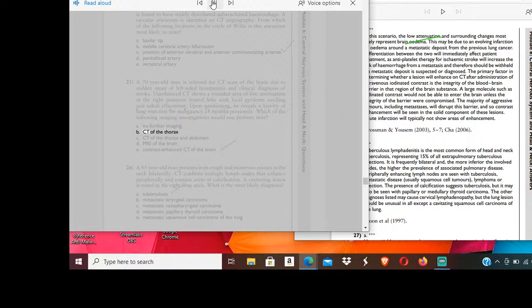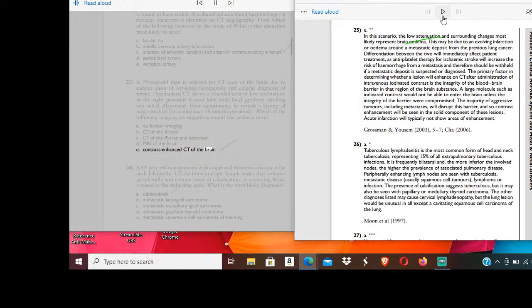A. No further imaging. B. CT of the thorax. C. CT of the thorax and abdomen. D. MRI of the brain. E. Contrast-enhanced CT of the brain.